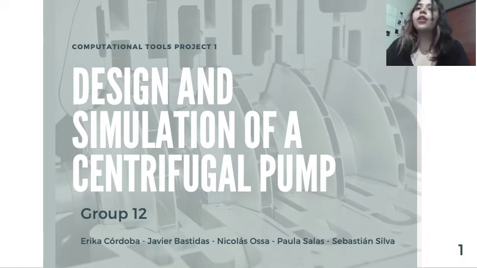Hi, we are Group 12 and today we are going to present the Computation Tools Project 1, the design and simulation of a centrifugal pump.